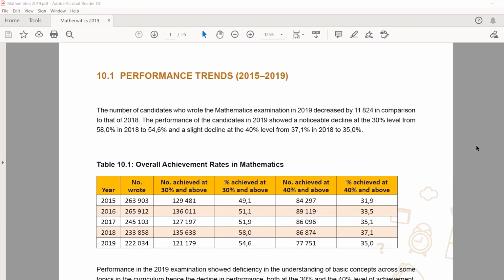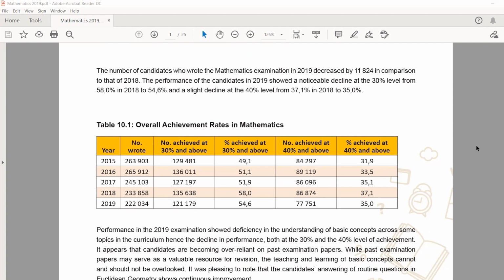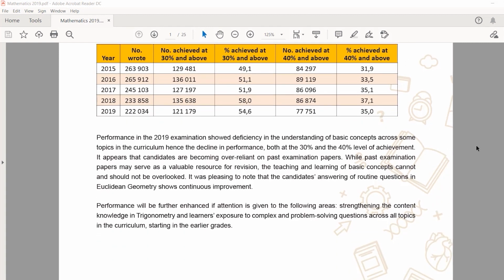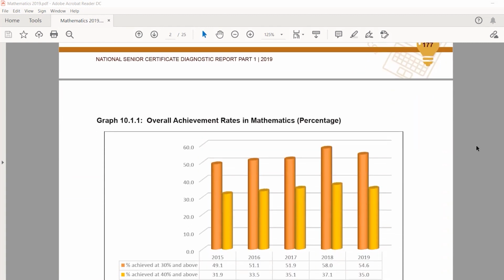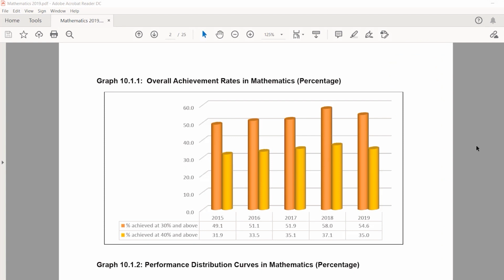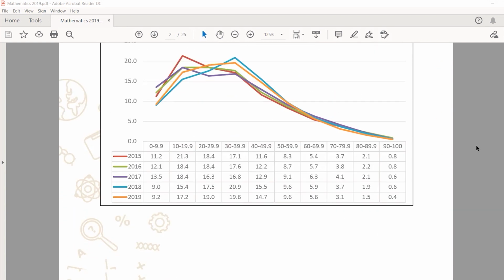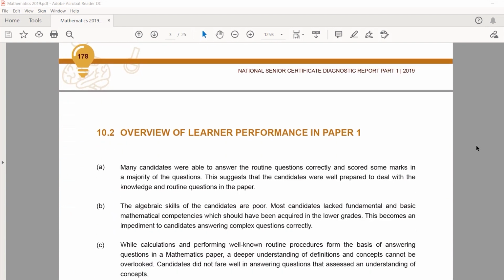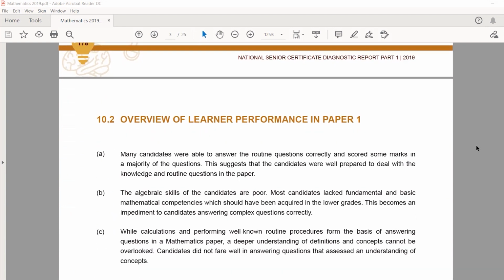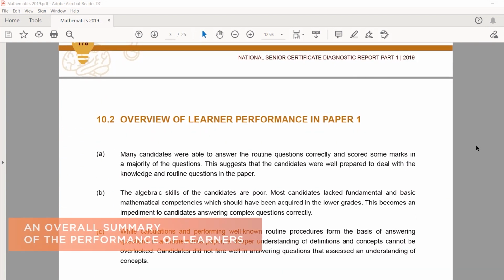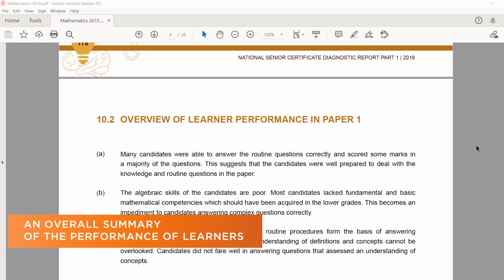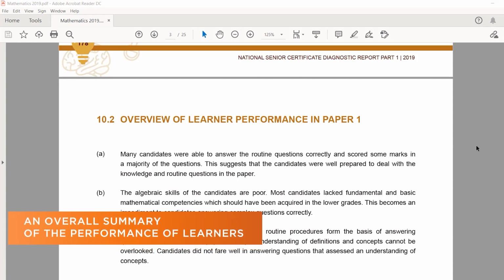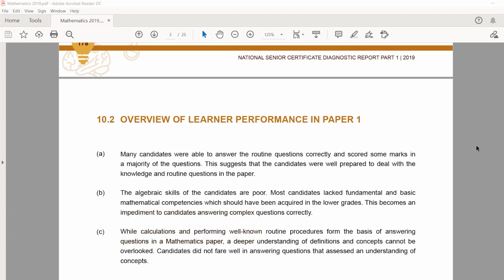Each subject's chapter starts with a section that presents data on the performance of the grade 12s from the previous 5 years. The second section in the subject chapters is the overview of learner performance. This information is more important for you as a learner. This section gives an overall summary of the performance of learners in the question paper. It refers to areas of good performance or weakness and the possible reasons for this good or poor performance.